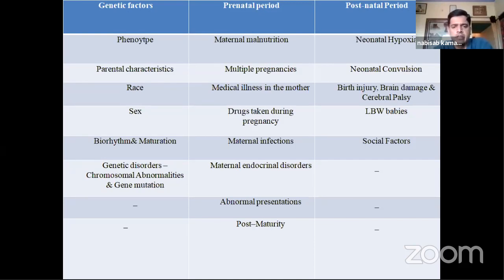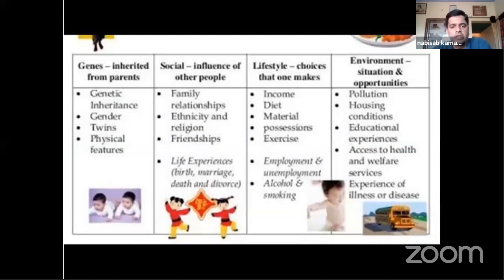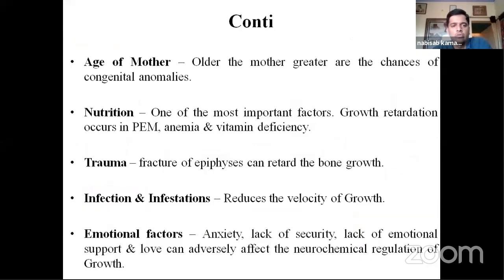drugs taken during the pregnancy, maternal infection, maternal endocrinal disorder, abnormal presentation, post maturity. In postnatal factors: neonatal hypoxia, neonatal convulsion, birth injuries, low birth weight babies, and other social factors. The social factors like family relationship, ethnicity, and religion, and environmental factors like pollution, housing condition, educational status, all together along with age of the mother. The older the age of the mother, the greater the chance of congenital anomalies.